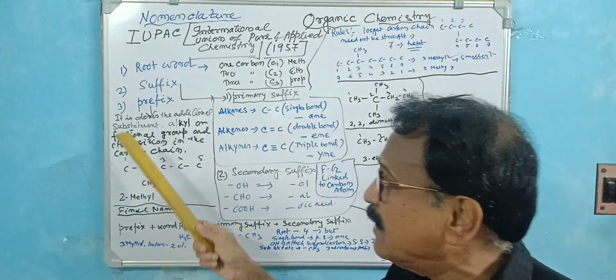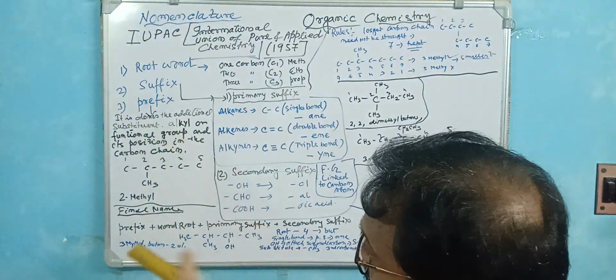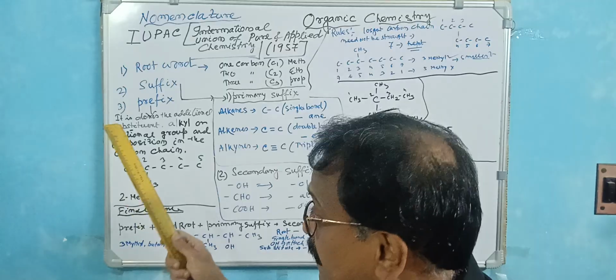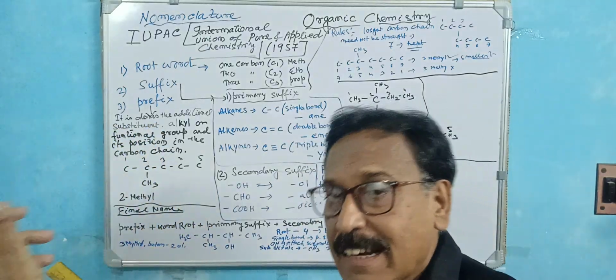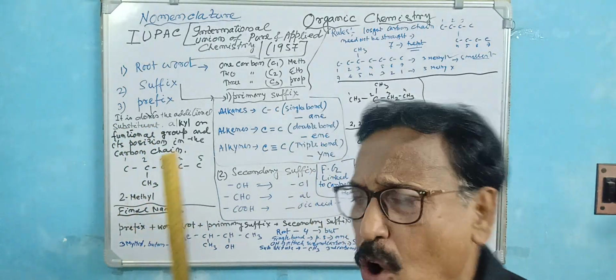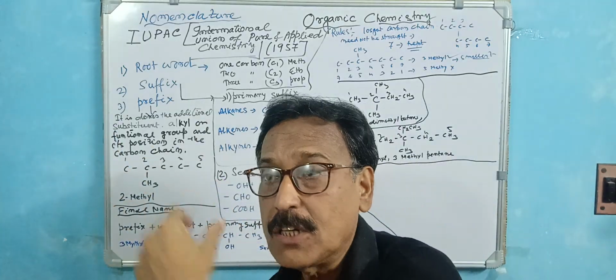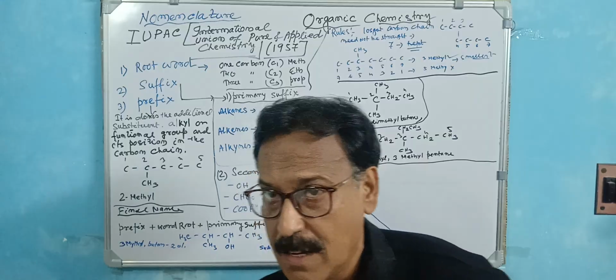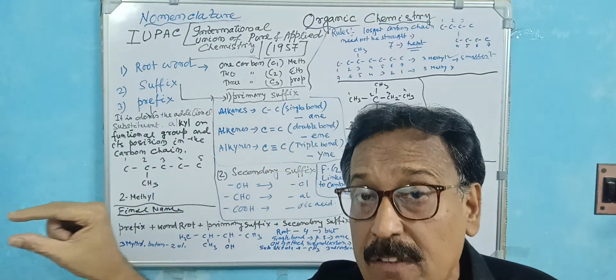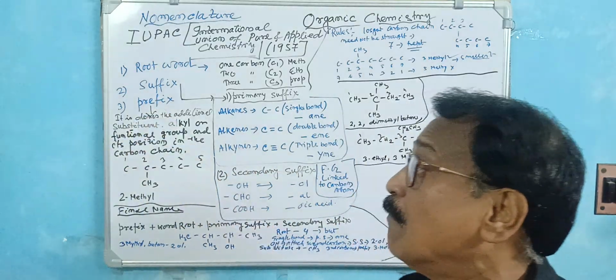Prefix actually denotes the additional substitution, that is the alkyl group. Maybe this is an alkyl group, or a functional group, and their position, in which position they are attached. The number is the very important thing. So this is called the prefix.